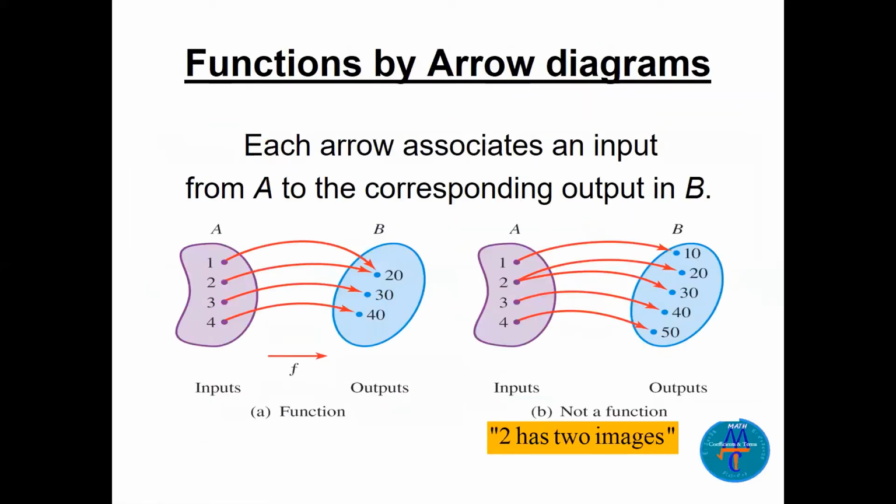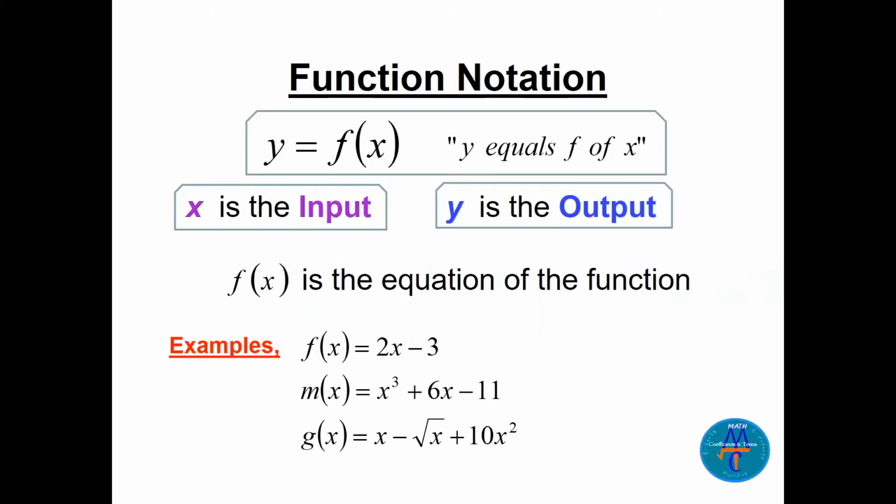Let's look at functions by arrow diagrams. Look at this. The first number here, 1 goes to 20, 2 goes to 20, 3 goes to 30, 4 goes to 40. That's a function. Every element has exactly one image. Now, if you look at the second example here, 2 goes to 20, 2 goes to 30. So 2 has 2 images, 2 values for the y for one x. Not a function. This one is a relation, not a function. The first one is a function.